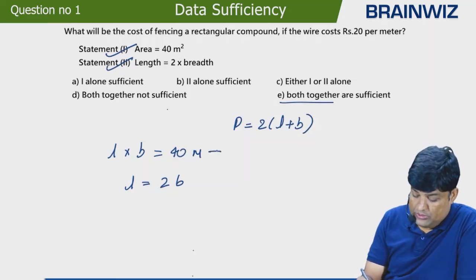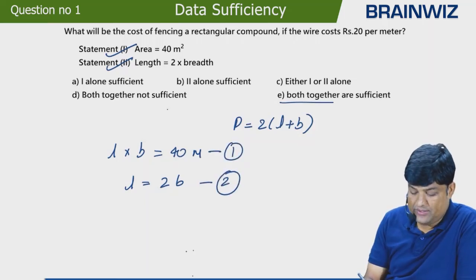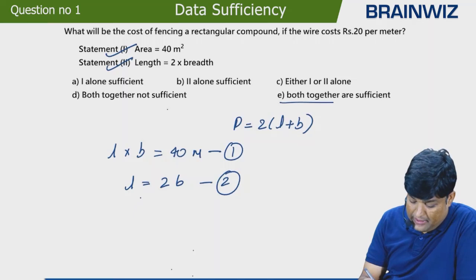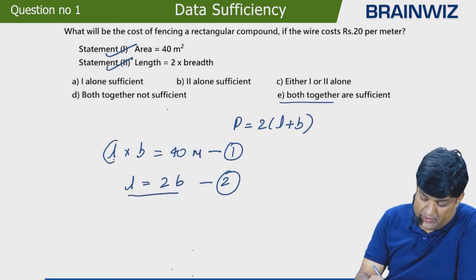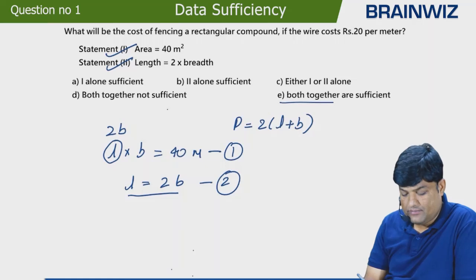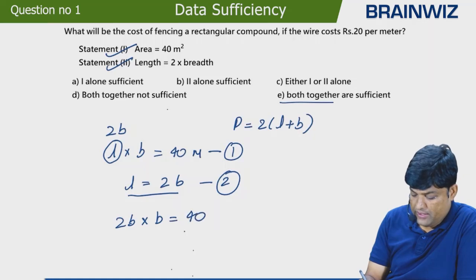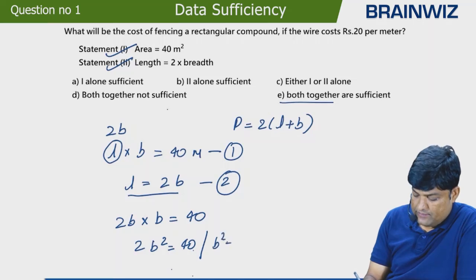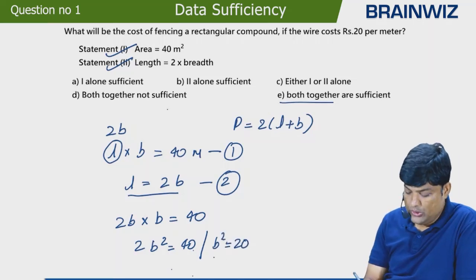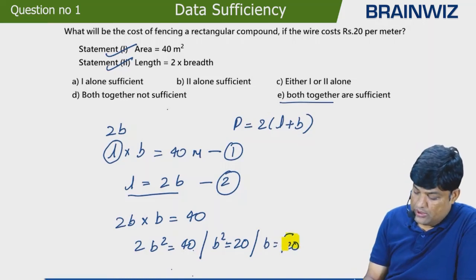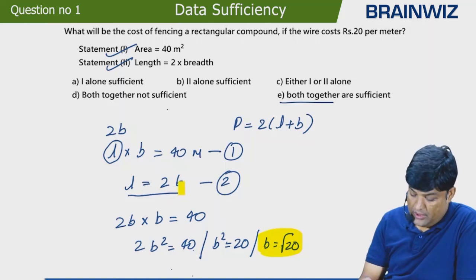Let me use this as the first equation and this as the second equation. Solving these 2 equations, I'm going to get the L value and the B value. Let me show you how. L means 2B, so instead of L, I can put 2B. So 2B into B is equal to 40. 2B square is equal to 40. B square is 20. So you will get the B value as root 20. If you substitute that B value here, you'll definitely get the L value as well.